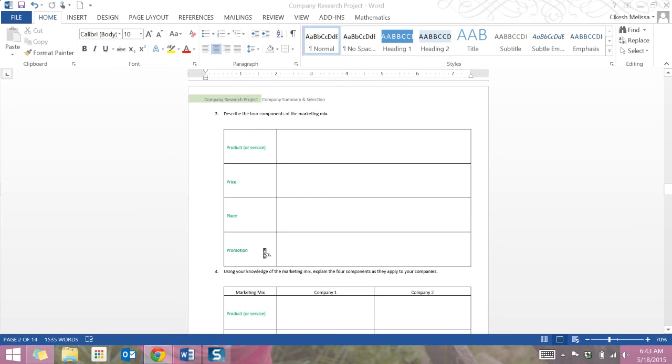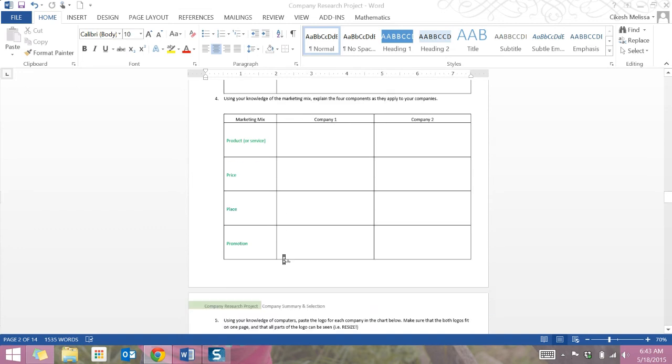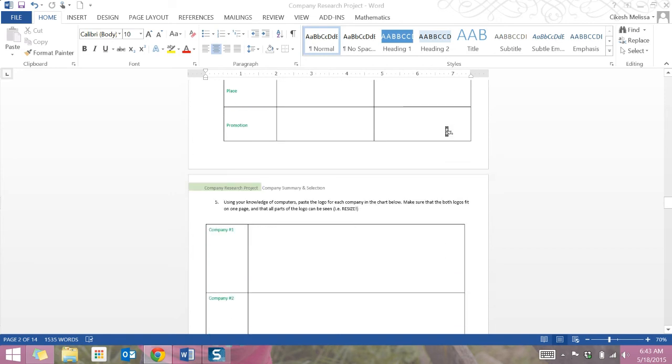The next section in marketing is going to be the 4 components of the marketing mix. Tell me their product, prices, place, and promotion. Give me the definitions and what they are. And then using your knowledge of the marketing mix, explain the 4 components as they apply to each of your companies.